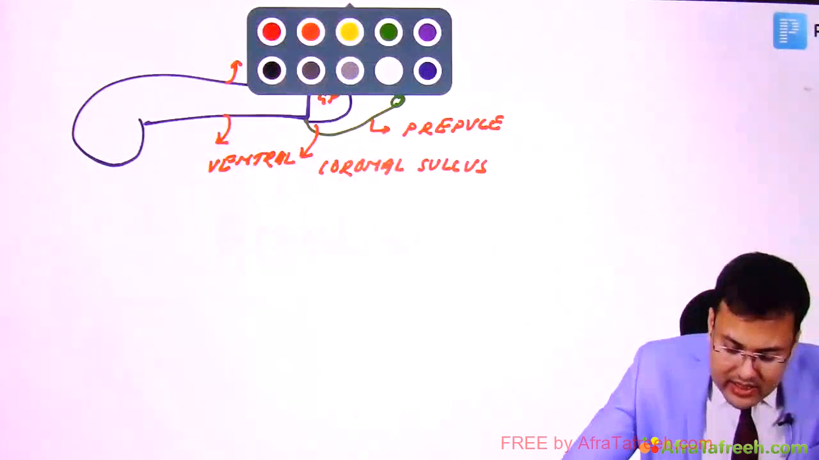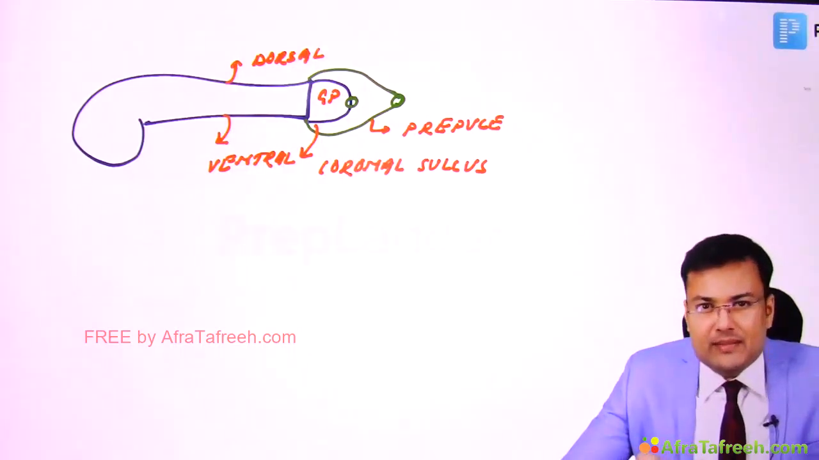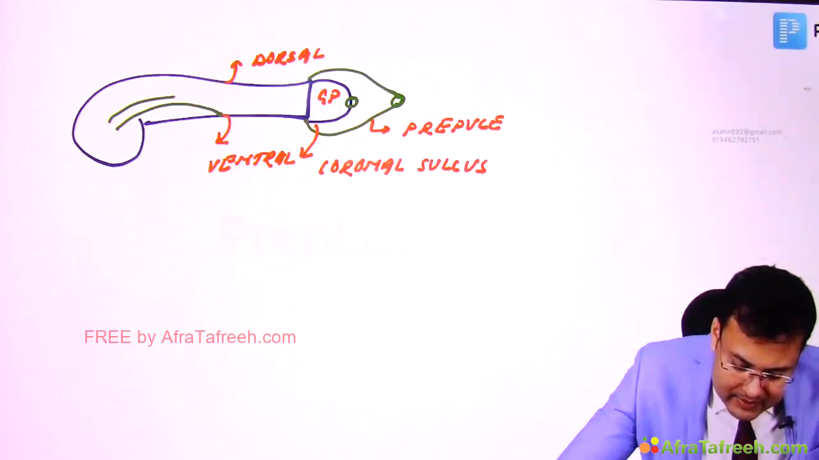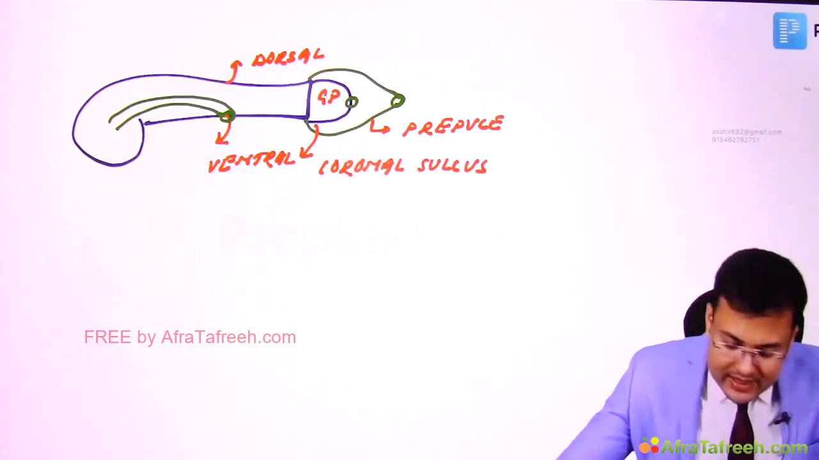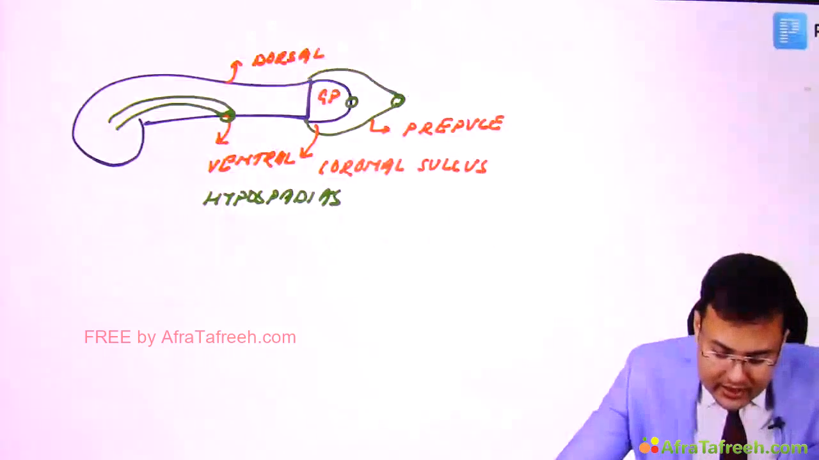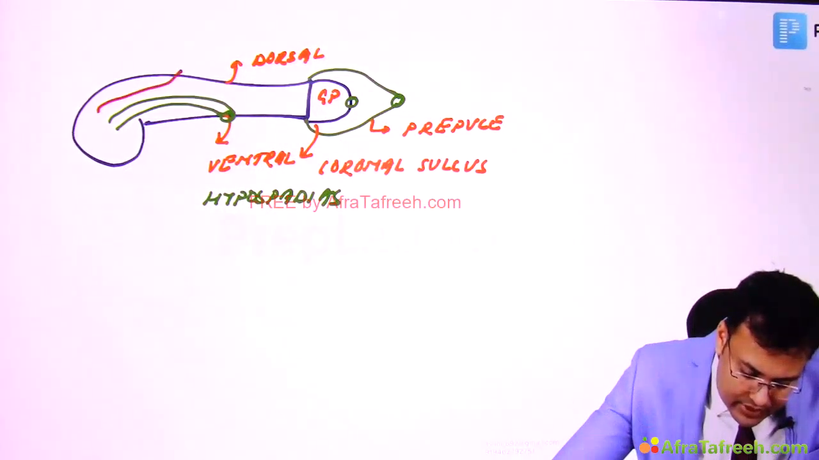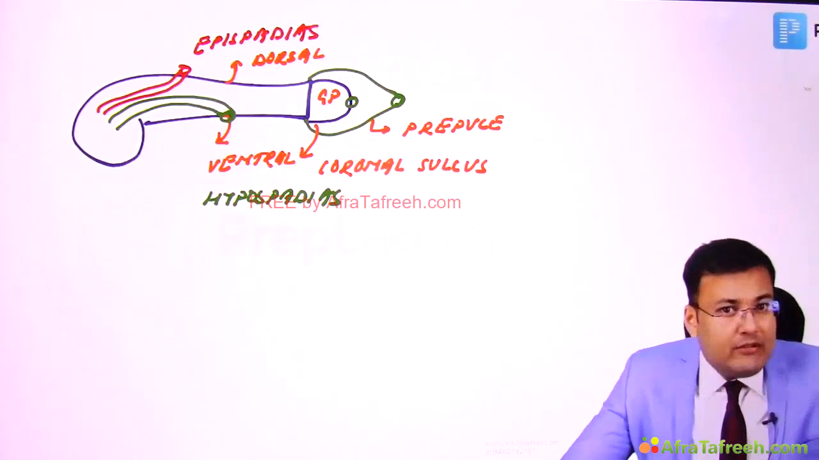So what is the application of this in surgery? Generally, meatus opens at the tip of glans penis. Imagine that this meatus opens on the ventral aspect or lower aspect. This is known as hypospadias. And just opposite of this, if the meatus opens over the dorsal aspect of the penis, this is known as epispadias.